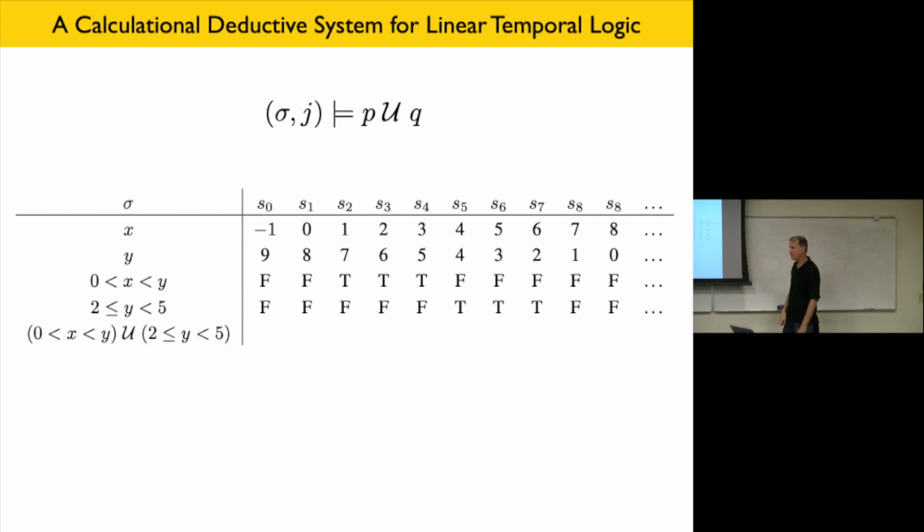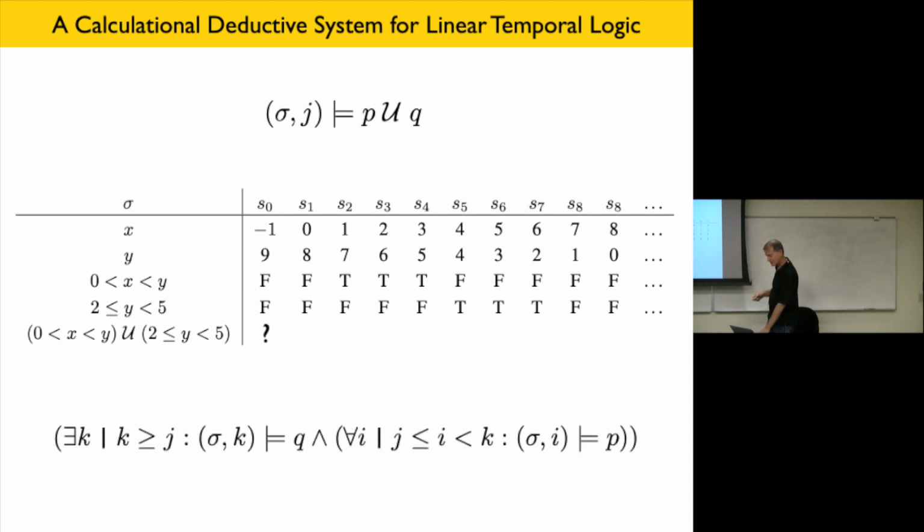Is everybody clear? All right, now here comes our big deal. What's the value of 0 is less than x is less than y until 2 is less than or equal to y is less than 5? This has a truth value at S0, at S1, at S2, at S3. Are you with me? It has a truth value at each one of these spots. And what is it? Here's my question. Can you tell what it is at S0?